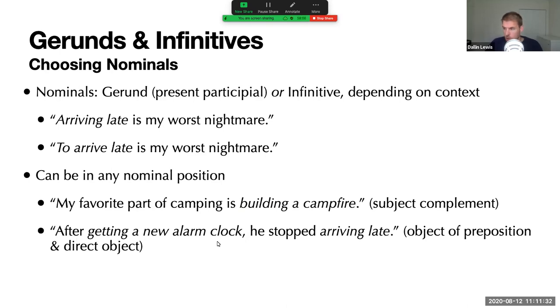It can also be the object of a preposition. "After getting a new alarm clock, he stopped arriving late." After is a preposition. Getting a new alarm clock is a nominal verb phrase. And then in this case here, it is the direct object because what is it he stopped doing? He stopped arriving late.